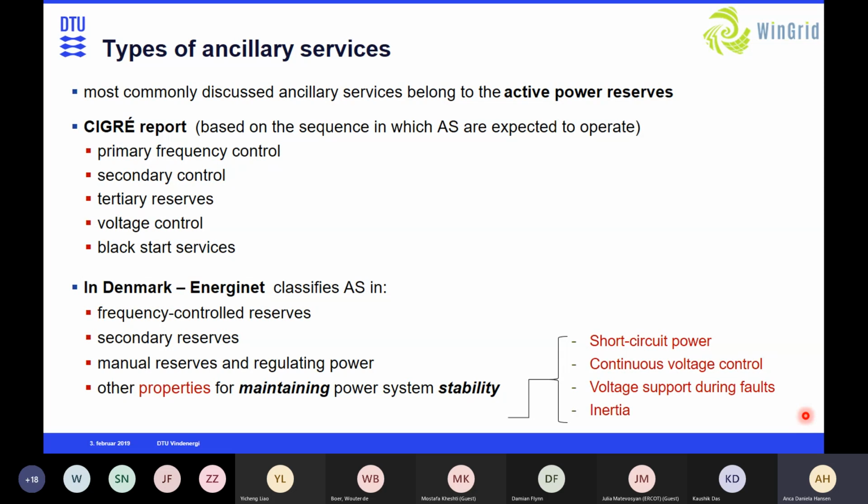In these two classifications, the primary, secondary, tertiary classes are very uniform, and the voltage control service in the CIGRE classification is similar to the continuous voltage control service in the Energinet strategy. The main difference between these is that CIGRE includes Blackstart capabilities, while Energinet includes short circuit power, voltage support during faults, and inertia.